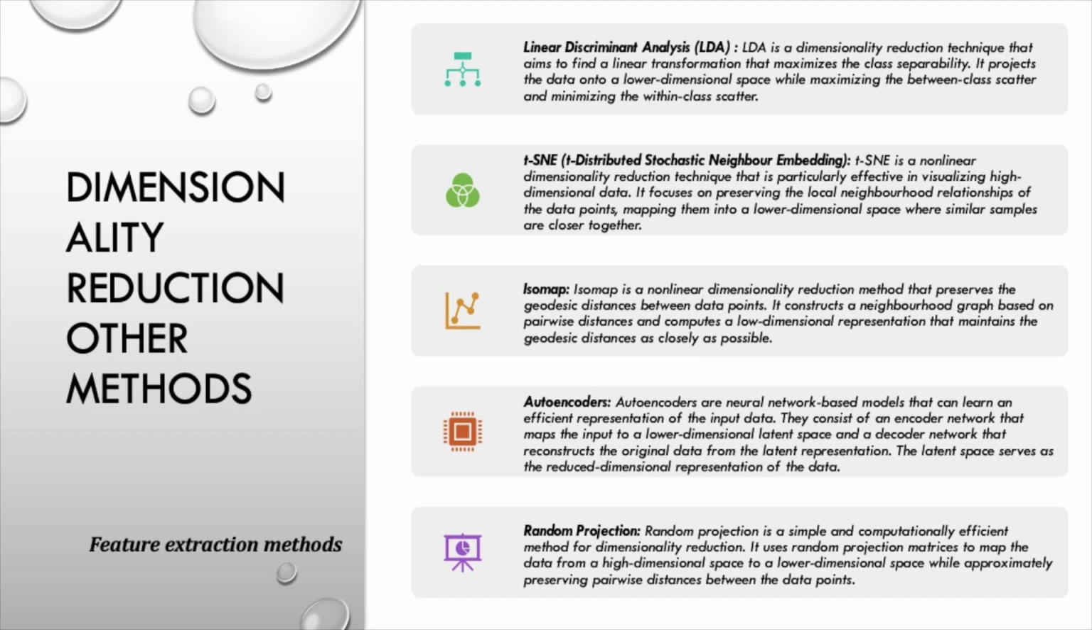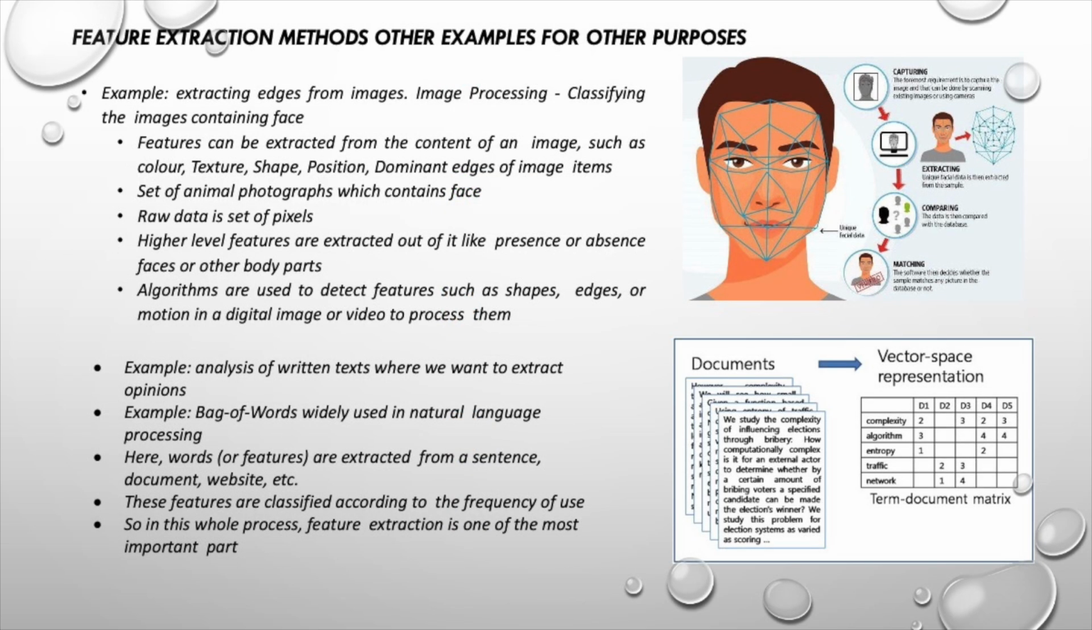Random projection. Random projection is a simple and computationally efficient method for dimensionality reduction. It uses random projection matrices to map the data from a high-dimensional space to a lower-dimensional space while approximately preserving pairwise distances between the data points. Feature extraction methods. Other examples for other purposes. Example: extracting edges from images.